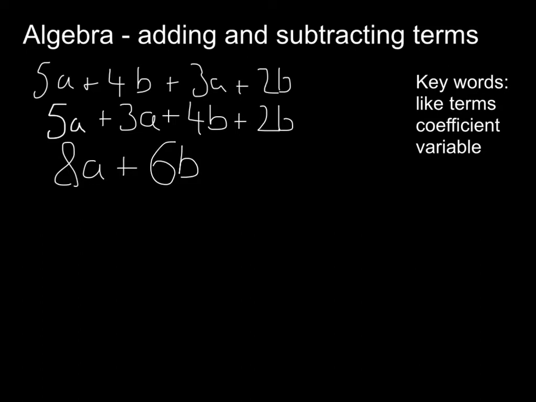Like terms are terms that have the same variable. So this is our word variable here, and we put the a's together and we put the b's together. So we are actually adding their coefficients. That's just the word for the number that's attached to the variable. 5 here and 3 here becomes 8.